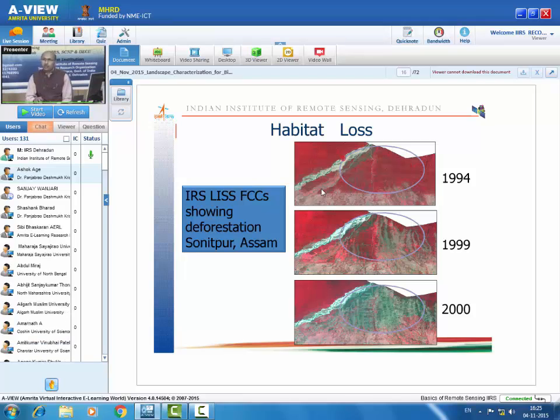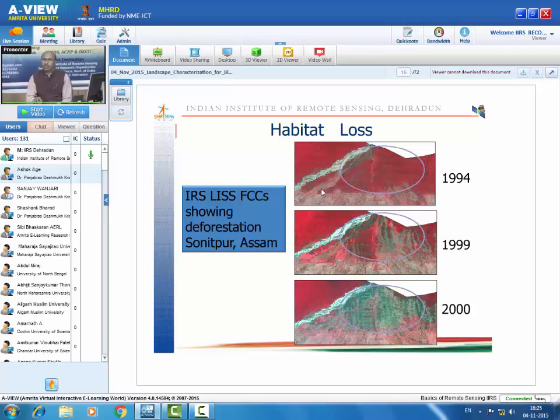You look at here, you now understand what is red. Red is all very high quality vegetation. You can see its texture is very good, very smooth, which says that the dense forest in 1994. And you look at the middle slide figure here in 1999.